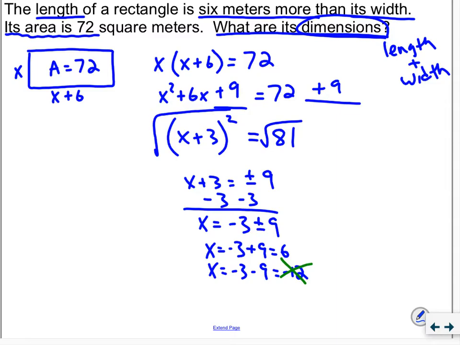So what if we then say that the width is 6 and now the length is 6 more than that. So 6 more than 6 is 12. The width is 6, the length is 12. Check it. 6 times 12 is 72. That's my area. I'm looking good. Let's keep rocking. Here we go.